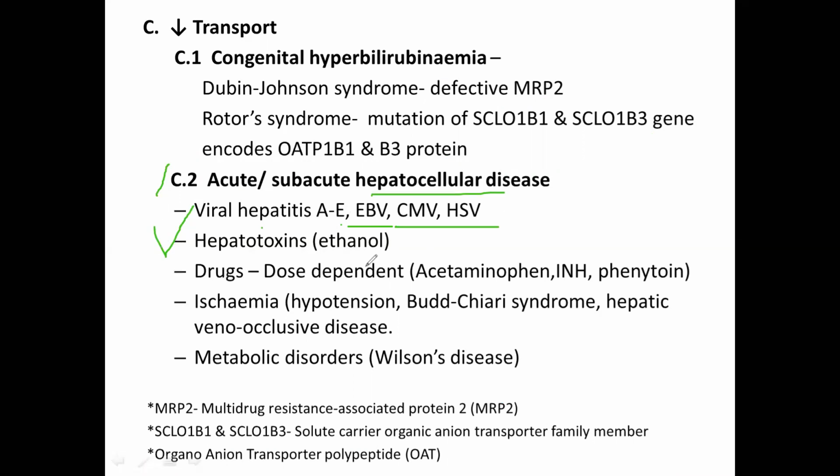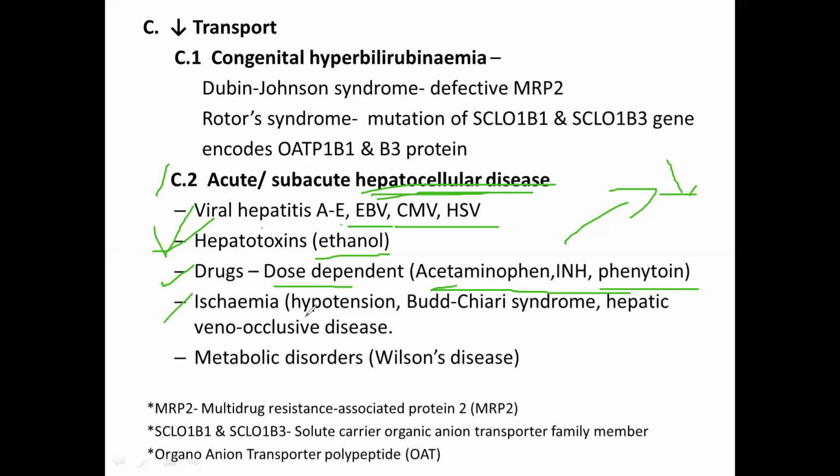Then hepatotoxins, which includes ethanol, so all you know about ethanol. Then there are certain drugs like acetaminophen, INH, that is isoniazid, which is used in the treatment of tuberculosis. Then phenytoin, which is used for the treatment of seizures. So all these drugs are dose dependent. Means if the patient is taking more, there are chances of having hepatocellular injury. If the dose is low, there are fewer chances of having hepatocellular injury. So that is dose dependent.